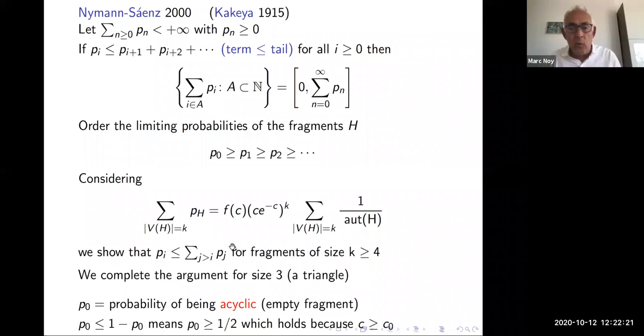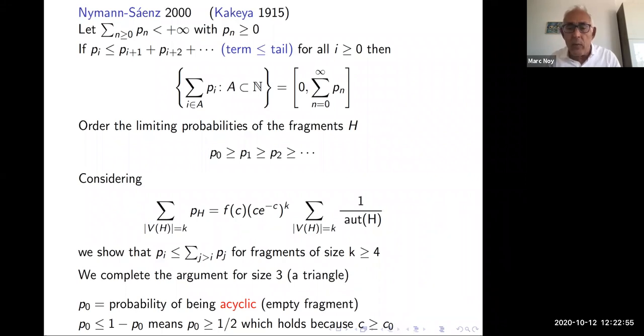So this is true for all fragments of size at least 4. And for fragments of size 3. But there is still one, which is the empty fragment. And here we have to show that P0, which is the largest of them, is above the tail, because it is ordered, which is 1 minus P0. So we have to check this condition. But this condition means that P0 is above 1/2. And P0 is above 1/2 precisely because C is above C0.